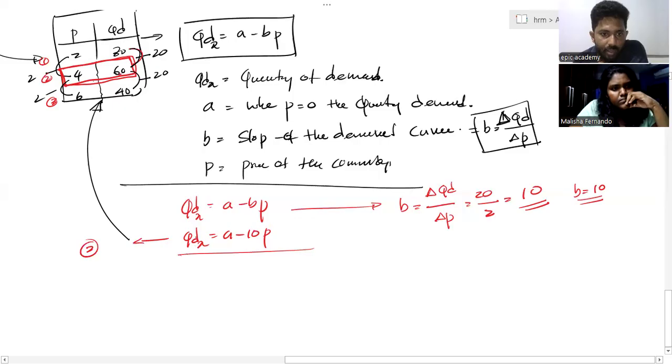Okay, for that QDX, we are going to put that value in here, which is 60. We don't have any idea about the value A, so keep that as A. We got the idea for the B, it is 10. And in this position, the price is just 4. Put the values in here.